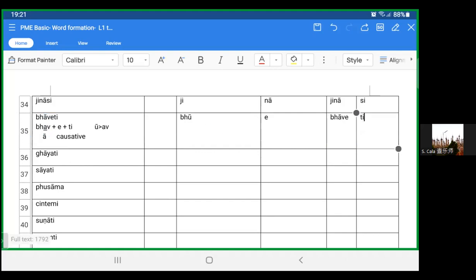Okay, bhave, and then with the ti. Okay, what's the meaning of bhaveti? Those taking intermediate, right? Anybody? Joyce, what is bhaveti? So what's the meaning of bhaveti? He or she? Cultivates, develops, or cultivates, right?